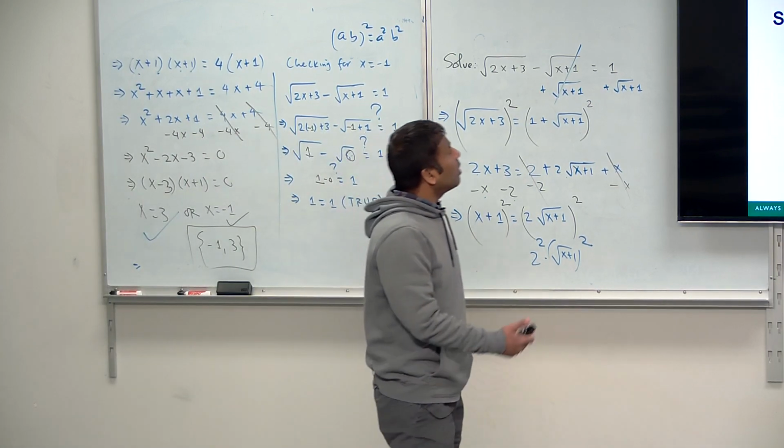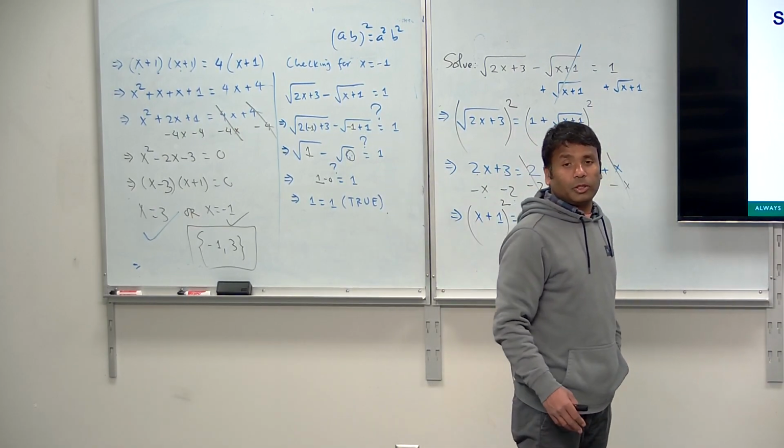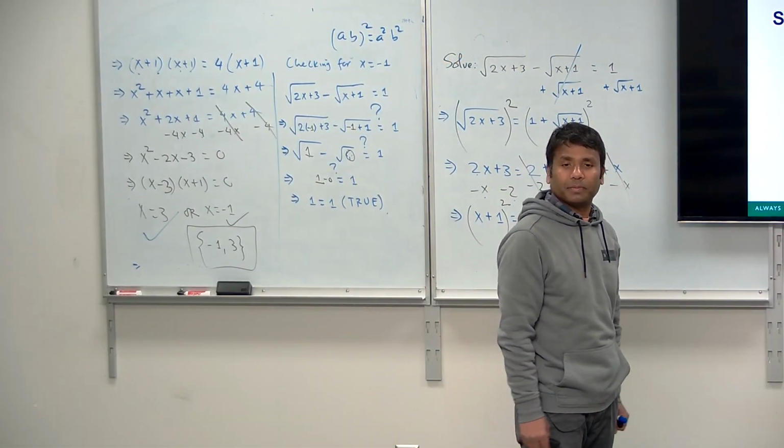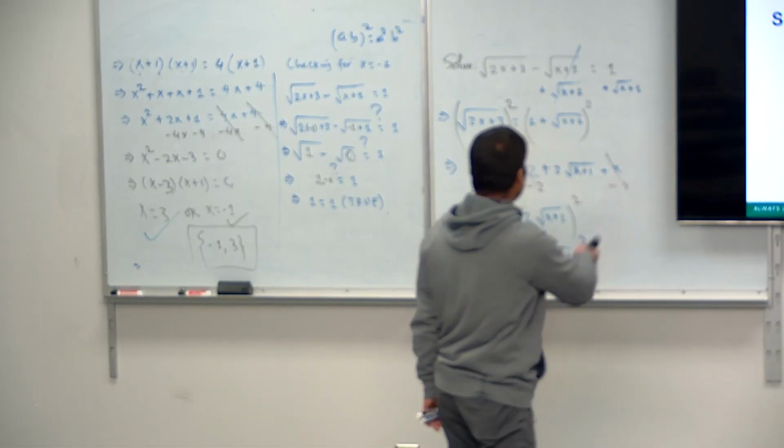So this is the cube root. You know, for the cube root, you just raise to the power 3 on both sides. Let's see. It's simple.